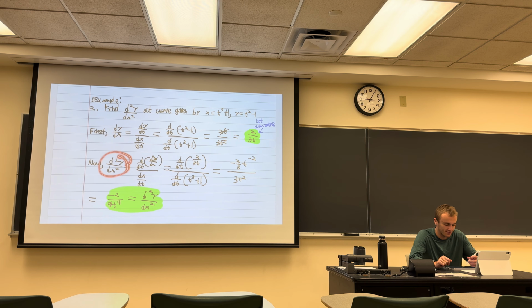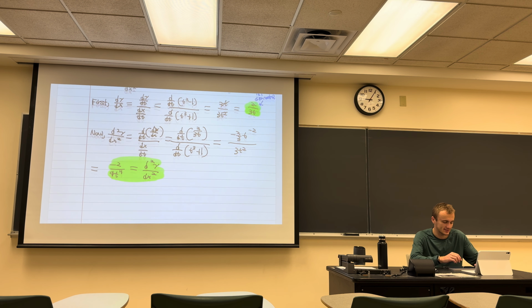Then for the second derivative, you just differentiate this in our numerator, and then this part is just carried down. We're doing the exact same thing here. Notice the 3t squared. And that's it for the second derivative.